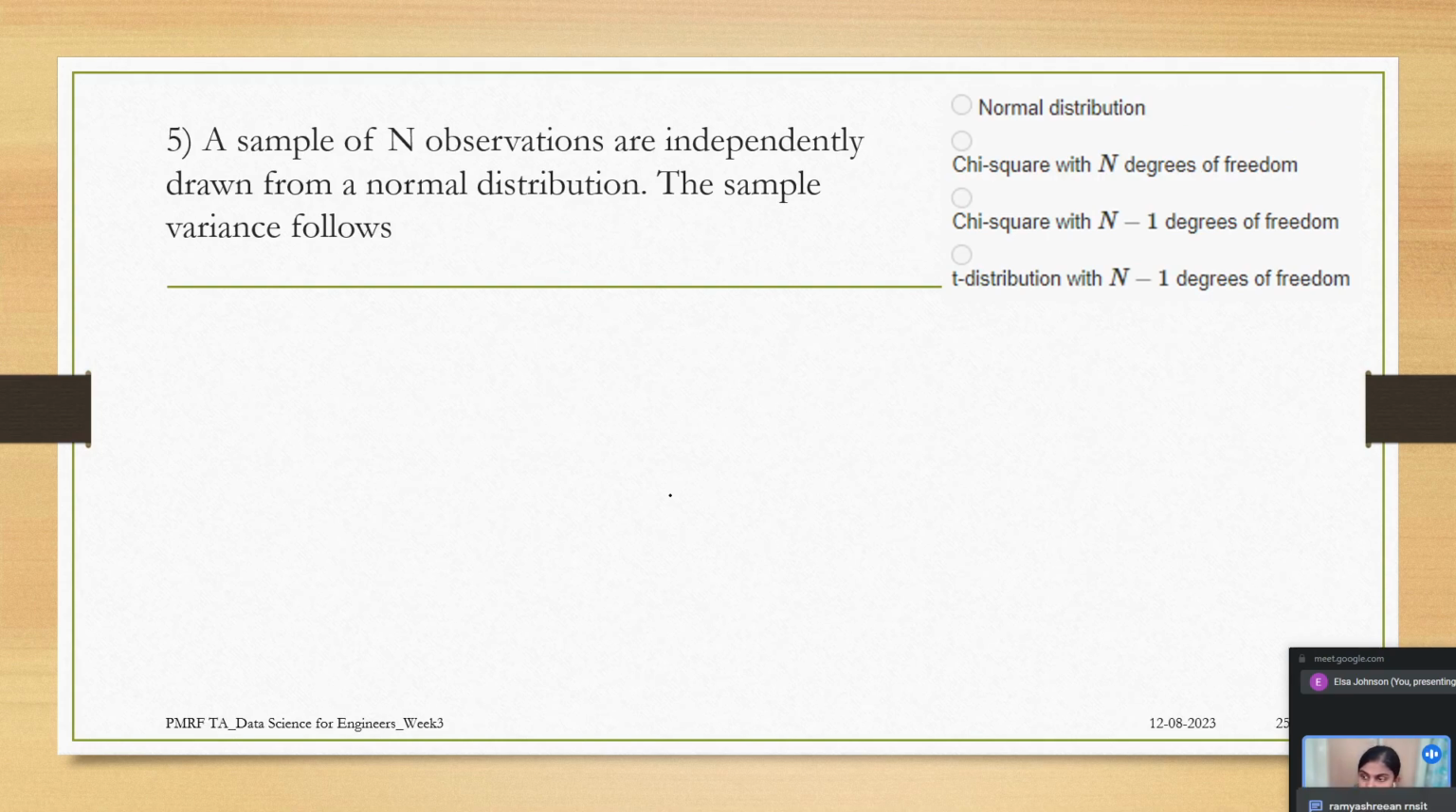Now this is a theory question. The sample of n observations are independently drawn from a normal distribution. So if you are drawing a sample from a normal distribution, the sample variance will follow a chi-square distribution with n-1 degrees of freedom. This you can search in your lectures, right?